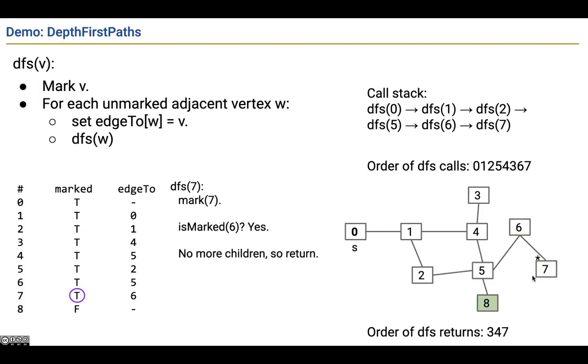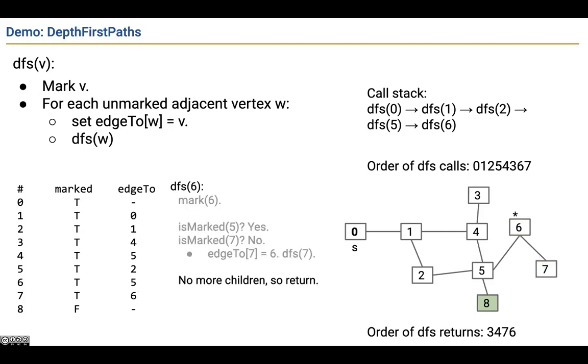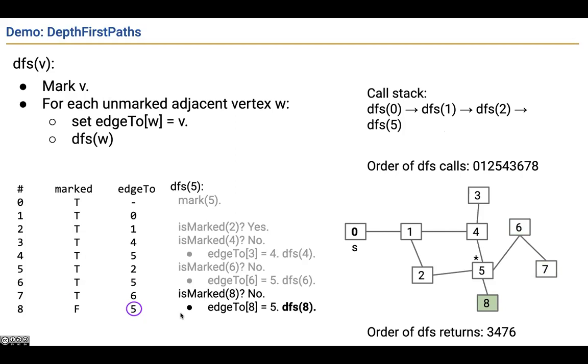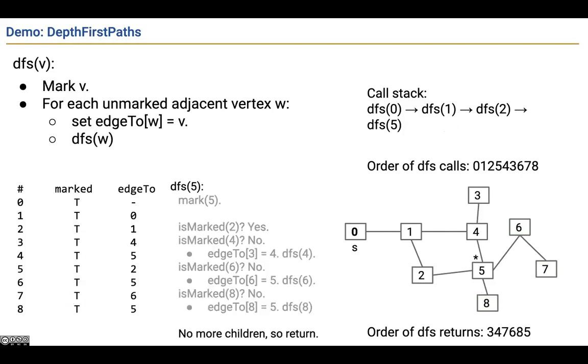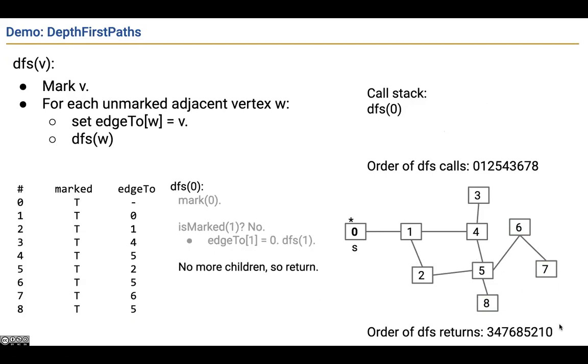So I go to 6. I go to 7. Now 7 is done. Now 6 is done. Here I'm at 5. But 5 is not done yet. There's still more to do. So I go to 8. And only now is 5 done, and then 2 is done. So I wrote down the order in which DFS finished, which is kind of cool.